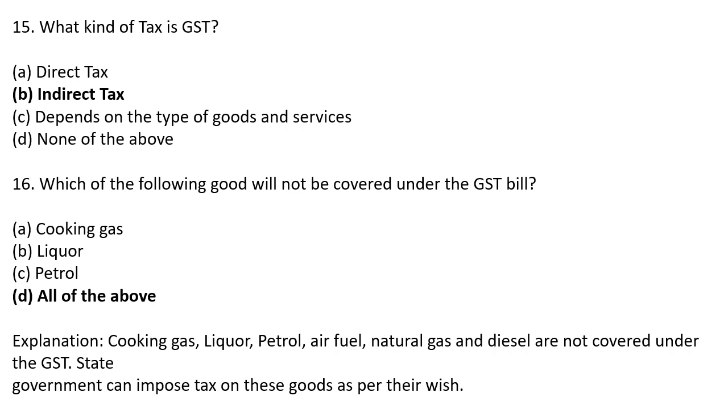Which of the following goods will not be covered under the GST bill? Option A, cooking gas. Option B, liquor. Option C, petrol. Option D, all of the above. The correct answer here is all of the above. So cooking gas, liquor and petrol are not covered under the GST bill. Cooking gas, liquor, petrol, air fuel, natural gas, diesel are not covered under GST. State governments can impose tax on these goods as per their wish.